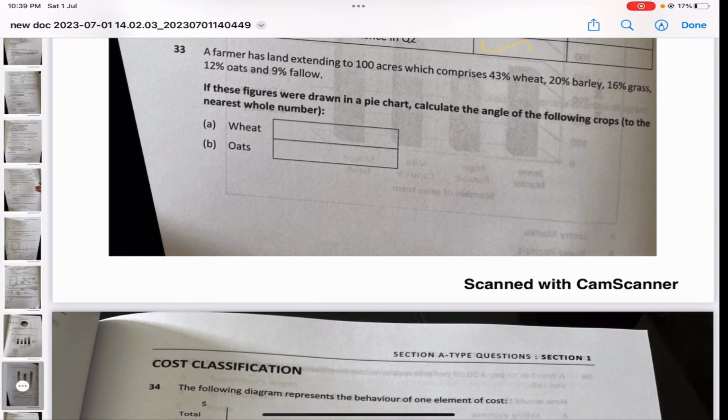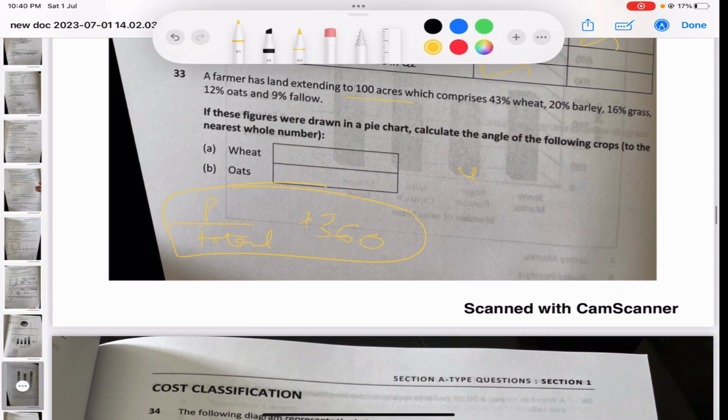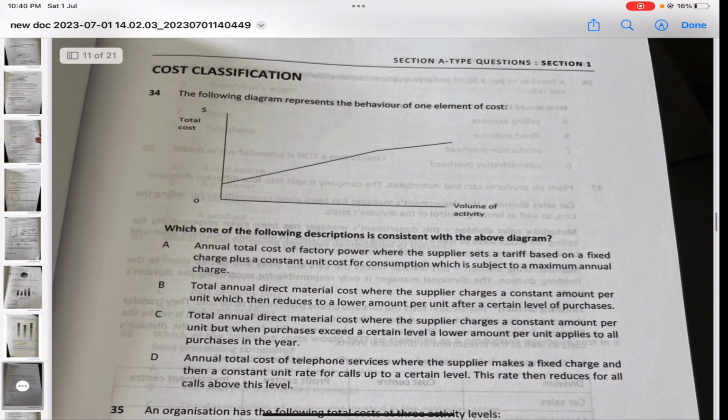A farmer has land extending to 100 acres which comprises 43% wheat, 20% barley, 16% grass, oats and fallow. If these figures were drawn in a pie chart, calculate the angle of the sectors to the nearest whole number. So how are you going to calculate? Percentage divided by the total multiplied by 360 is going to give you your angle. I think you can do it by yourself. For example, we have a total of 100 acres. So for wheat, 43 upon 100 multiplied by 360. For barley, 20 upon 100 multiplied by 360. For grass, 16 upon 100 multiplied by 360. By doing that, you will get your angle.